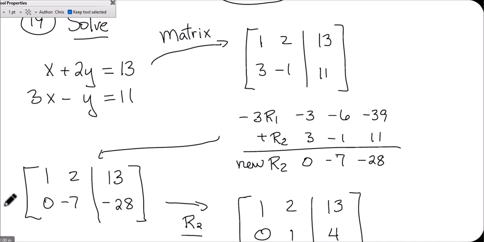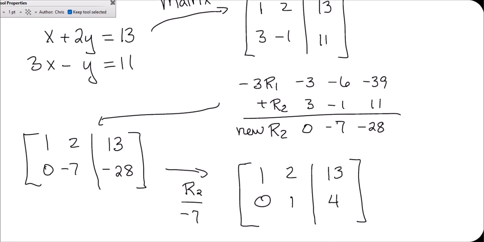So where are we at? Got a 1, got a 0. I need a 1 in that position. But that's pretty easy. All I have to do is divide that row by a negative 7. All right, so let's do that. So 0 divided by negative 7, 0. Negative 7 divided by negative 7, 1. Minus 28 divided by a negative 7, and I get 4.